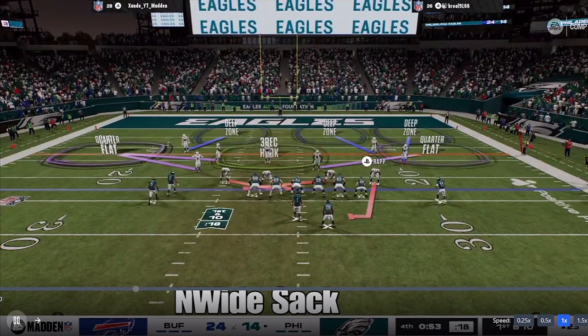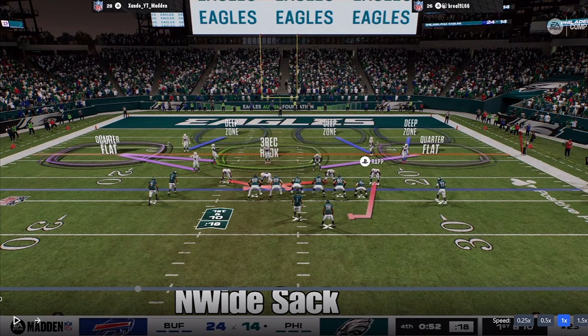All right. So again, I stunt into the field. Don't worry about the back end of the coverage. I was doing a number of different things. I believe this guy rolls to the right. So this is nickel wide. He rolls to the right.